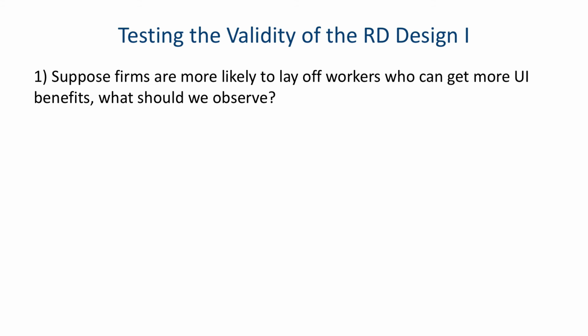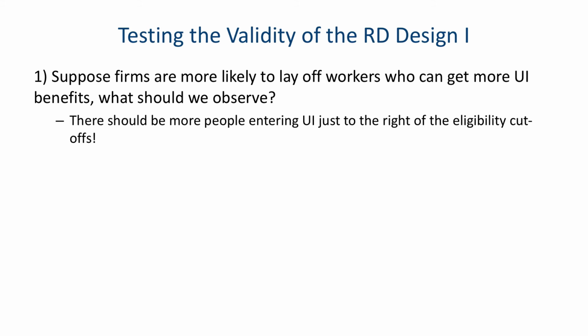The key advantage why the regression discontinuity design has become so popular in economics is that it is possible to test the validity of the RD design. Suppose firms are more likely to lay off workers who can get more UI benefits. What should we observe in that case? Well, clearly there should be more people entering UI just to the right of the eligibility cutoff. But this is something we can easily observe in the data. We simply have to calculate how many people become unemployed at different age levels, and then look at whether or not the number of unemployed increases at the age cutoff.